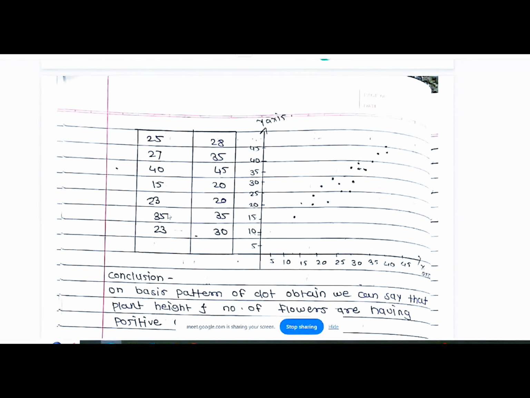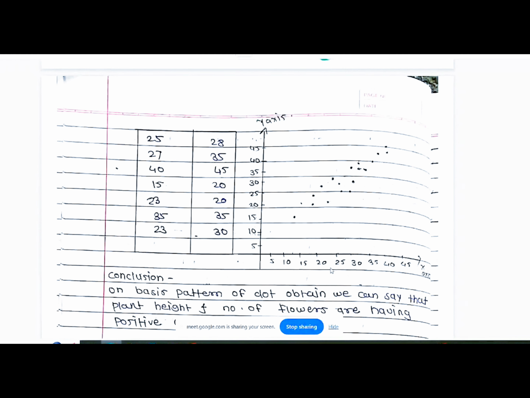How to put the dots? For example, the last plant has a height of 23 centimeter and number of flowers is 30. So just locate 23 on the x-axis, draw a perpendicular imaginary line, and then from 30 on the y-axis draw a parallel line.